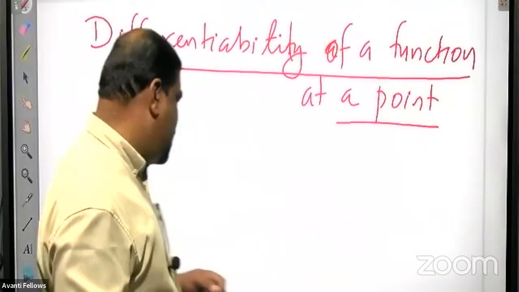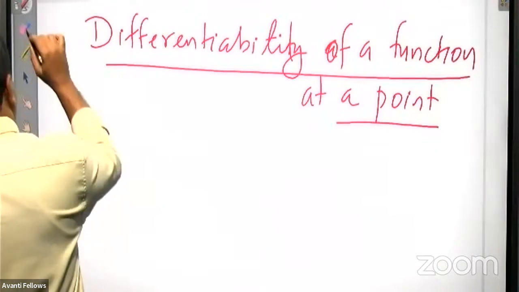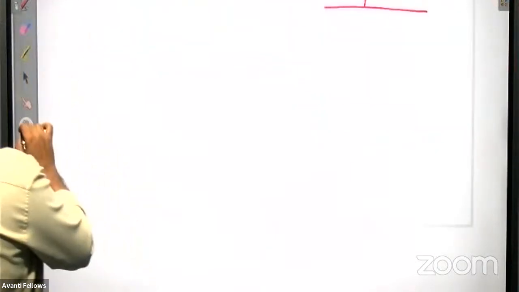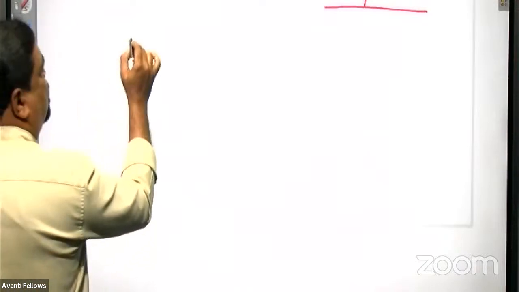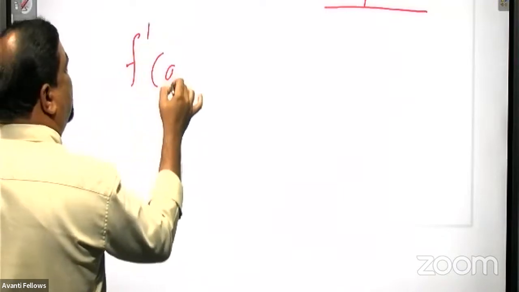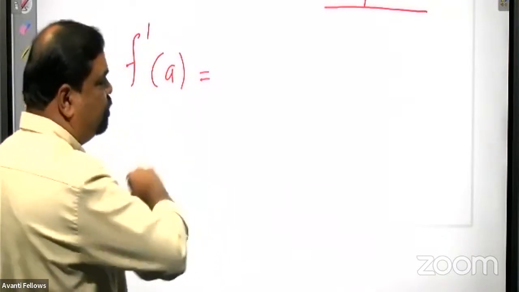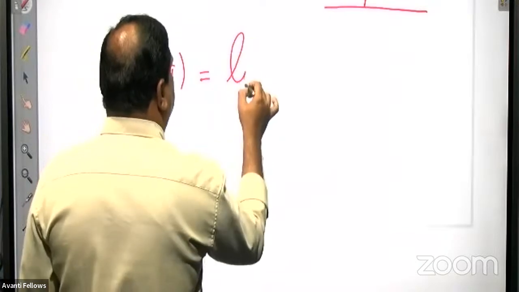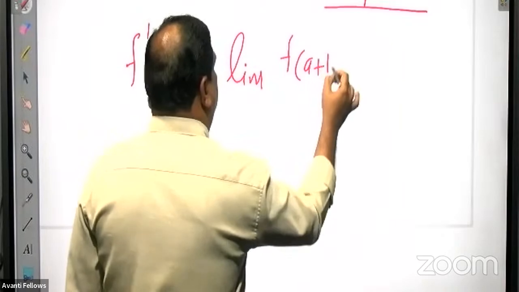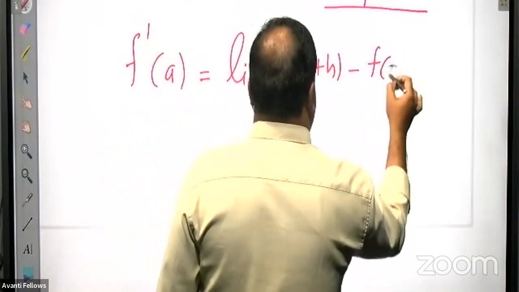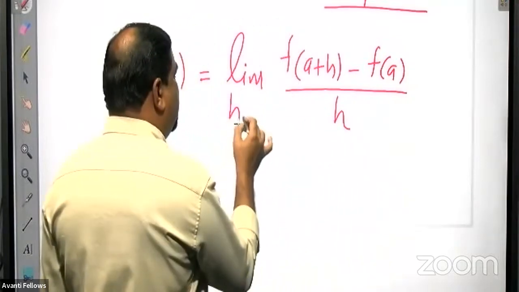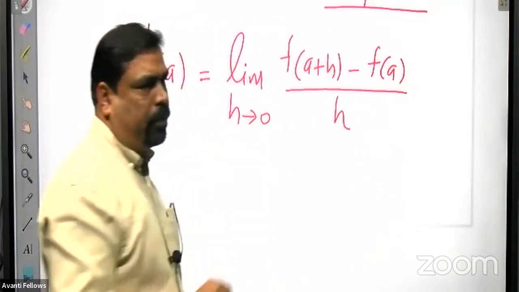So definition, everybody knows, so I will just mention. Differentiability is also defined at a point only, just like continuity. The derivative of a function at a point a, everybody knows the definition: it is the limit of f of a plus h minus f of a divided by h, as h tends to 0.